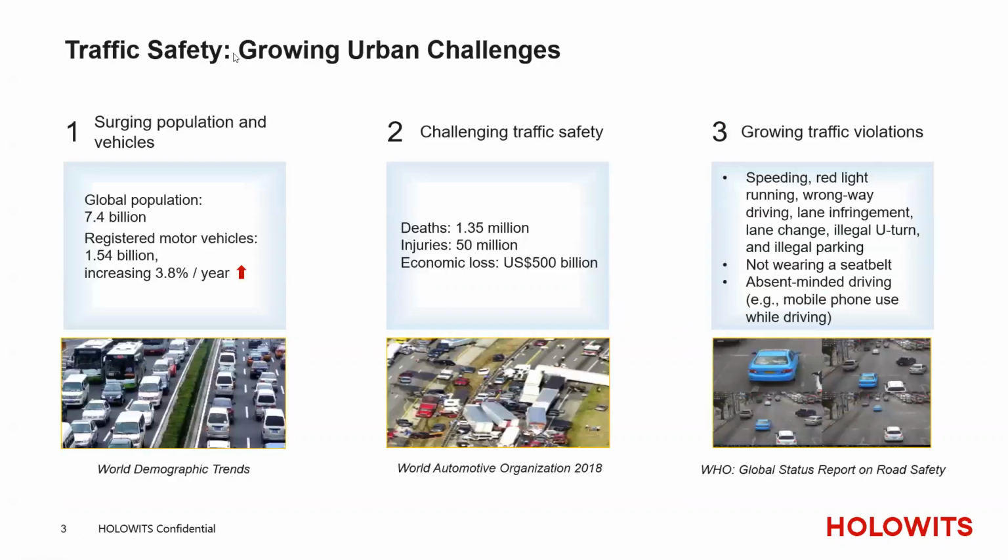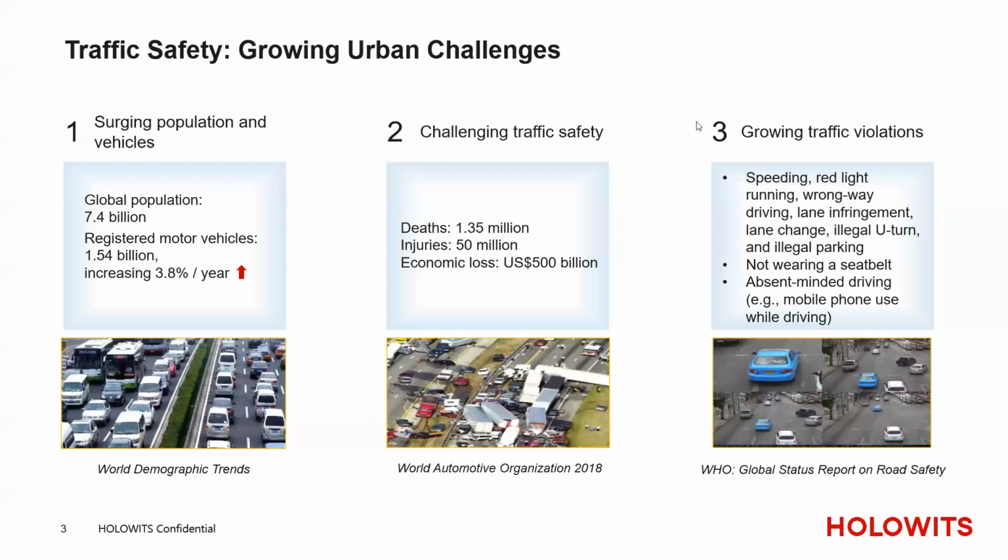So here's the slides introduction about our new scenario, the traffic safety, growing urban challenges. So that's why we do this traffic as our core scenarios. Currently we're facing three problems. First is the surging population and the vehicles. As you can see here, we have global population, registered motor vehicles, and also we have challenging the traffic safety, there's too many accidents every year, causes many deaths and injuries. Also has a lot of economy loss.